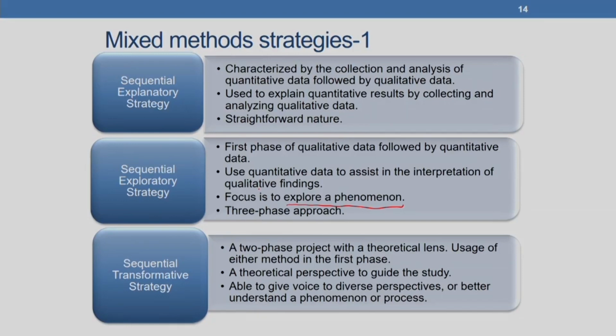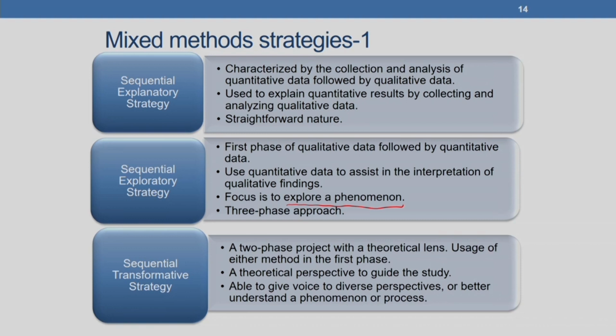So, coming up with an instrument is the second phase which you discuss further, and then you administer the instrument in the third phase. So, therefore, we can either say it is a 2-phase or a 3-phase, but the second phase is the instrument and the third phase is the quantitative research that we want to carry out. Sequential transformative, it is a 2-phase project with a theoretical lens.